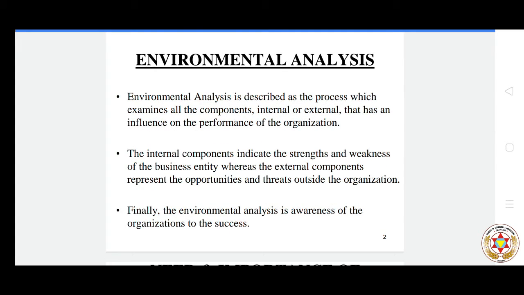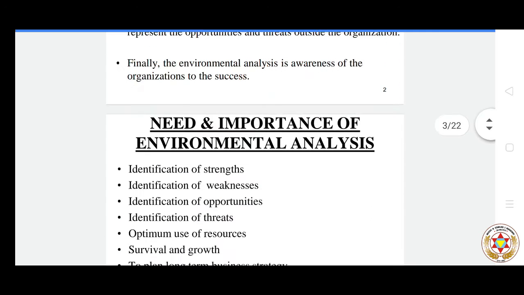So let's start with what environmental analysis is. Environmental analysis is basically described as a process which examines all the components, be they internal or external, that influence the performance of the organization. The internal components indicate the strengths and weaknesses of the business entity, whereas the external components represent the opportunities and threats outside the organization. So, environmental analysis is basically the organization's awareness of the route to success.